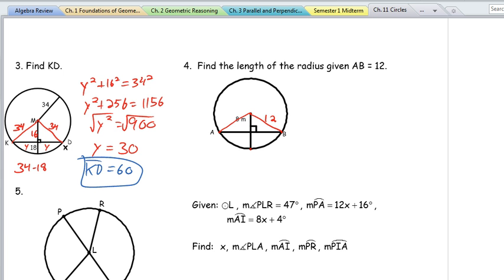Find the length of the radius, given that AB is 12, not the radius is 12. So we want to find out what this radius is here, over here. We know that center to the chord is 8. We know the bottom, if the whole thing is 12, this has got to be 6. So again, pretty simple idea. 8 squared plus 6 squared equals x squared. 64 plus 36. I love the way this is working out.